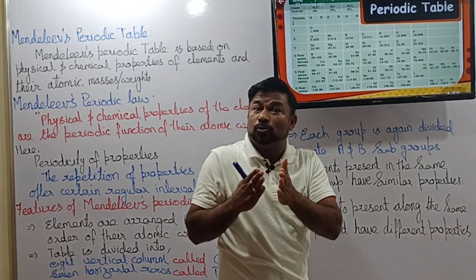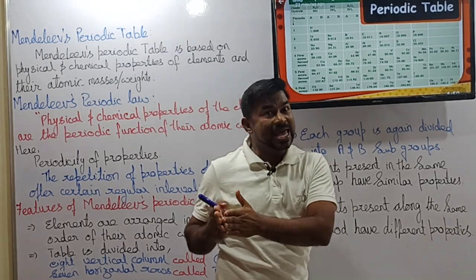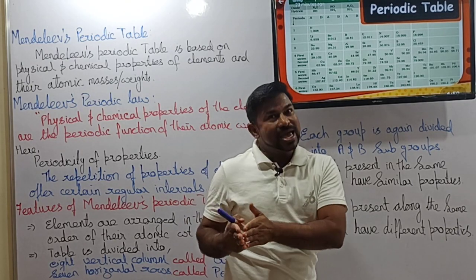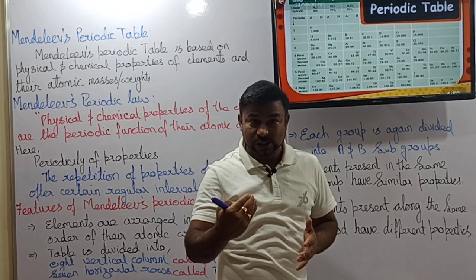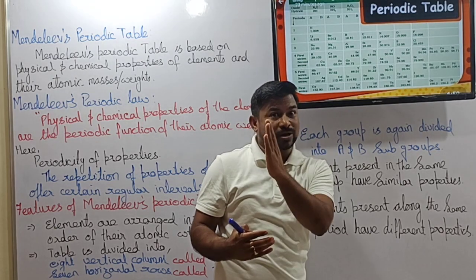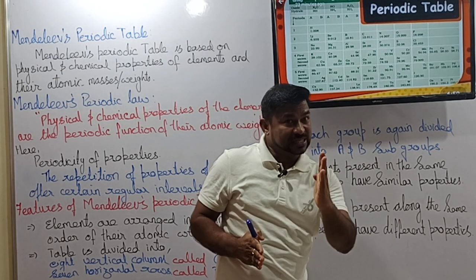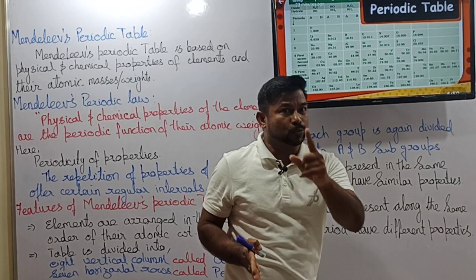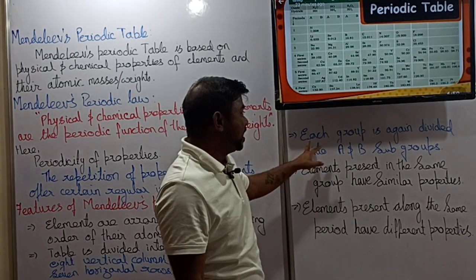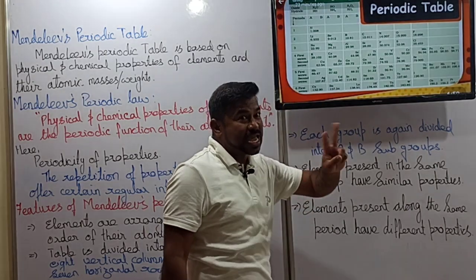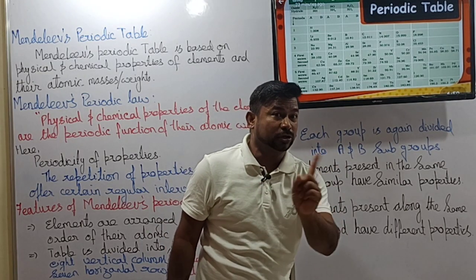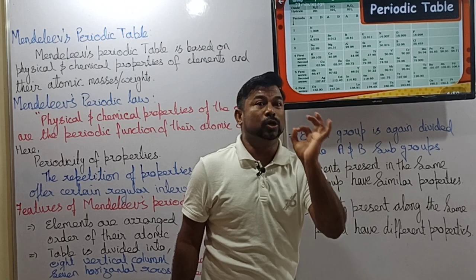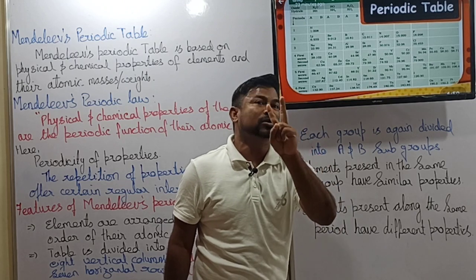Subgroup A and subgroup B: 1A and 1B, 2A and 2B. Means the first group he has divided into 2 subgroups, 1A, 1B. In the second group, again 2 subgroups are there, 2A and 2B. That is the point to be noted. Each group is again divided into A and B subgroups. We are not talking about periods. We are talking about only groups.